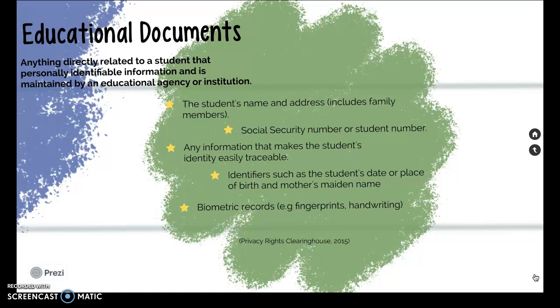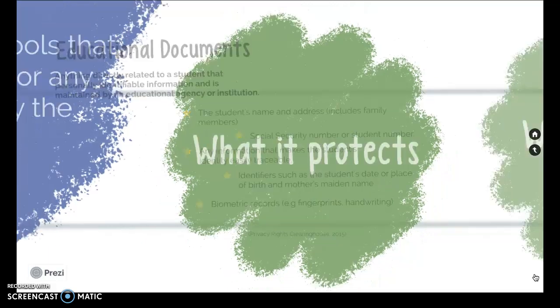What does FERPA protect? Anything that is directly related to a student, that is personally identifiable information, and is maintained by an educational agency or institution, and that would be us, USD 459. So that would mean students' names and addresses, and even as they refer to their families, social security number, student ID number, any information that makes them traceable or easily identified. And also identifiers like their date of birth, place of birth, even mother's maiden name.